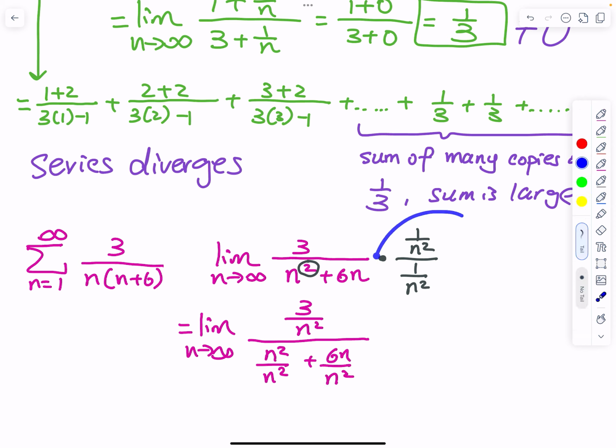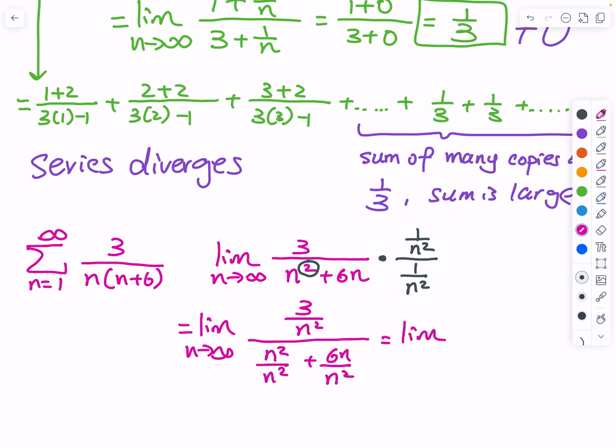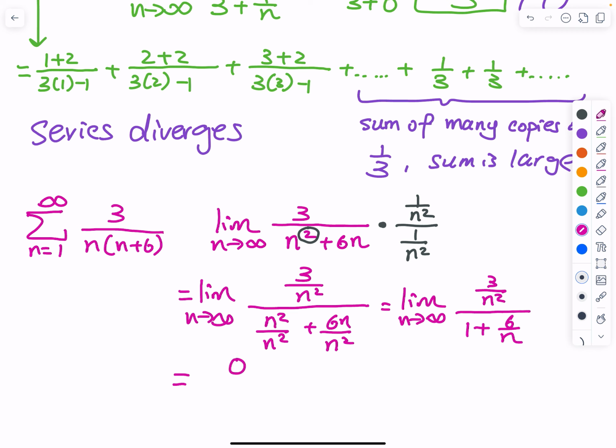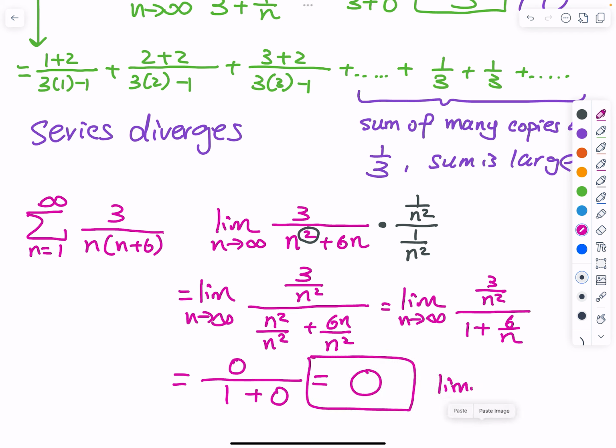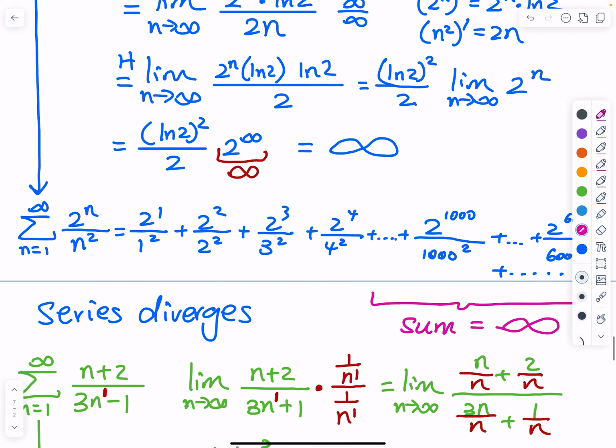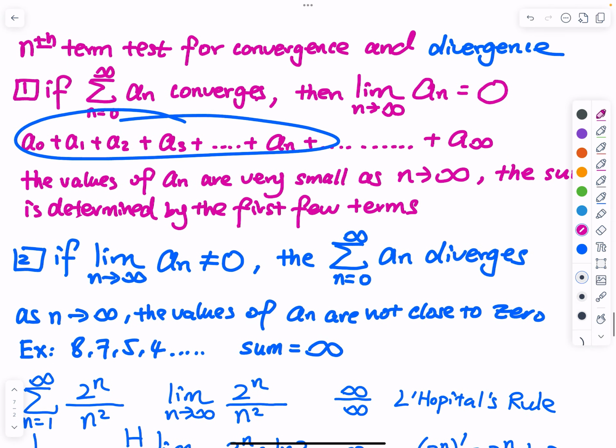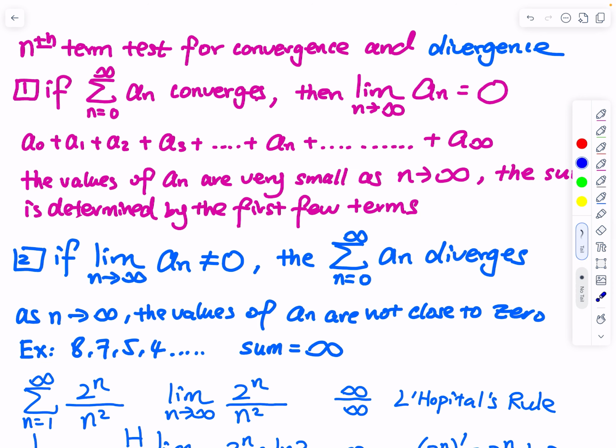When you take this action, you divide each term by n squared. That is equal to the limit as n approaches infinity of 3 over n squared divided by (1 plus 6 over n). When n goes to infinity, 3 divided by infinity is 0 and 6 divided by infinity is 0. So finally, you have a limit equal to 0. According to the nth term test for convergence and divergence, when the limit is equal to 0, we say the series converges.